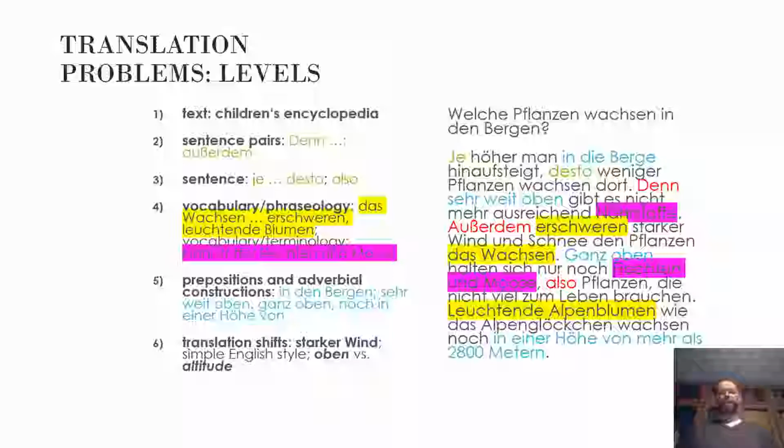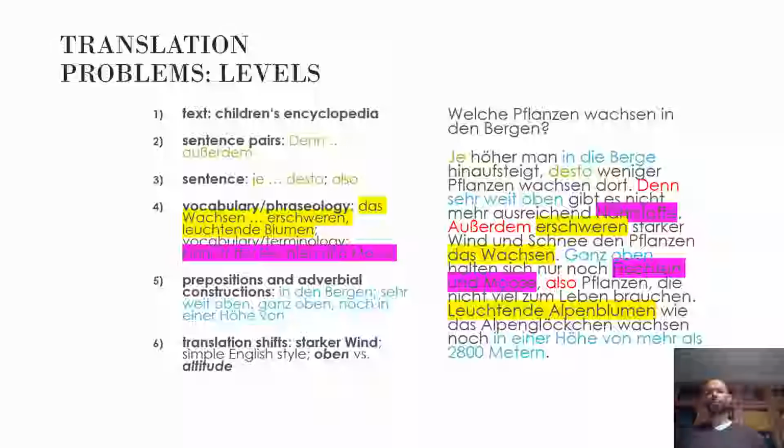And the sixth level is sort of not to be found in the text itself. It's outside the text. It's the kind of general knowledge that translation scholars have accumulated over the years. And in our case, for instance, this concerns the translation of starker Wind, which can't be translated as strong wind here, as we'll see. So we'll need to use a translation shift here.